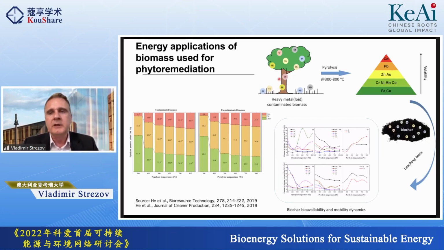And what we found is that there are some elements such as cadmium and lead that are volatile, but some elements we can find in the biochar. So we need some further studies just to make sure that the cadmium and lead can be trapped in the particles, but it shows promising results combining phytoremediation with biofuel production.